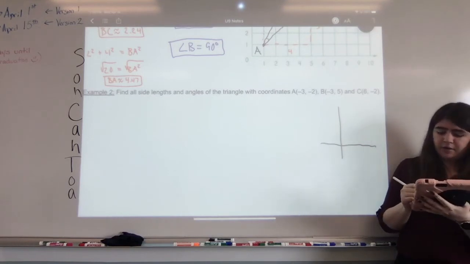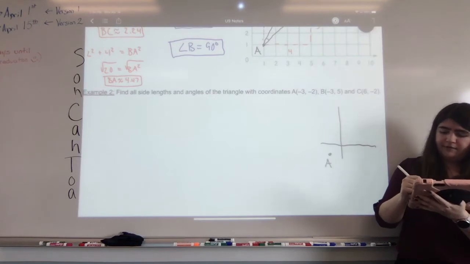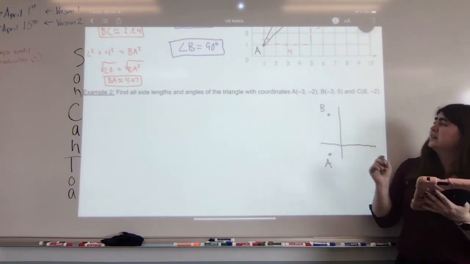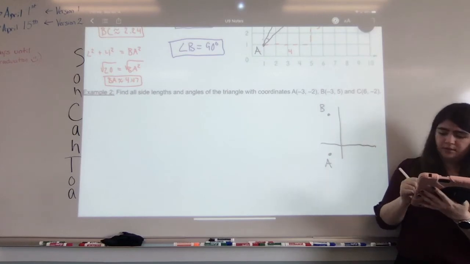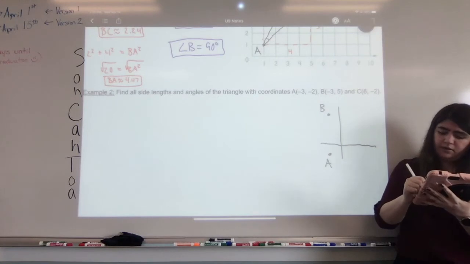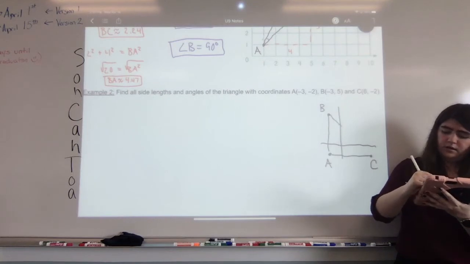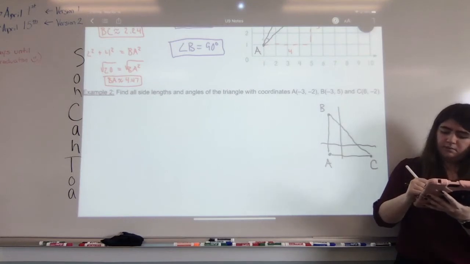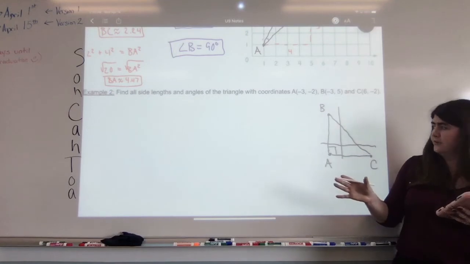And then I have a point -3, -2, which could be around there, -3, 5, so that's straight up and positive, that will be my B. And then 6, -2, which is going to be level with point A, but in the positive, and that's C. So this is not a perfect drawing. It's not to scale at all, but it gets the point across.